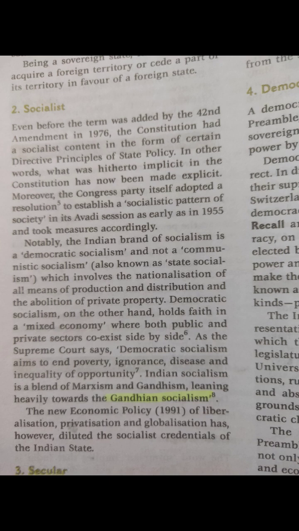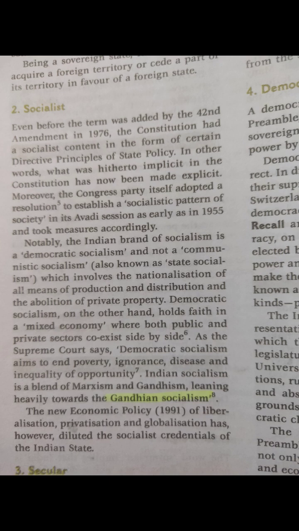Communist socialism, not India's model. No private property allowed. Government owns all factories, farms, and businesses. People have less personal freedom. Example, old USSR, Maoist China. India does not follow this model.